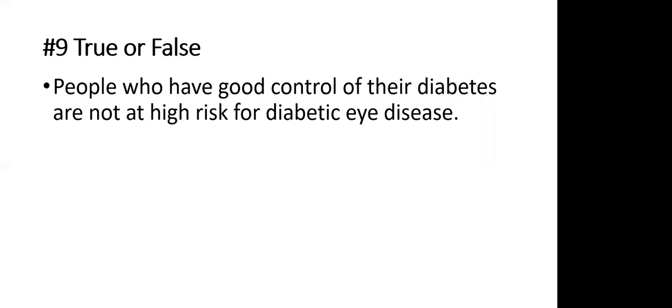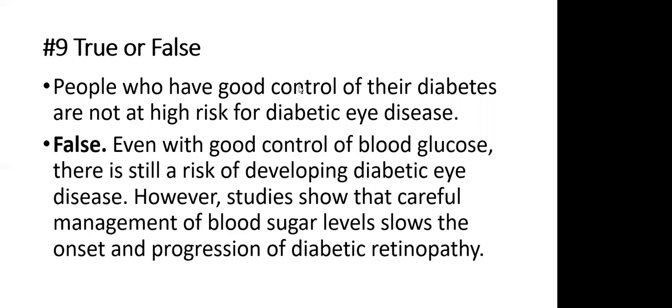All right. So good. So the question, people who have good control of their diabetes are not at high risk for developing eye disease, is false. So that's the reason. All right. Good. So let me read. Even with good control of glucose, there is still a high risk of developing diabetic eye disease. However, studies show that careful management of blood sugar levels slows the onset and progression.